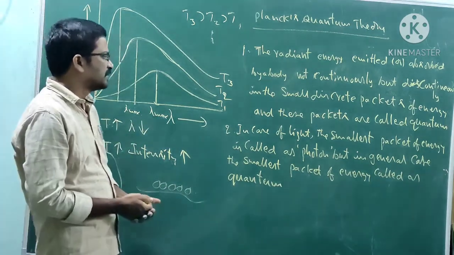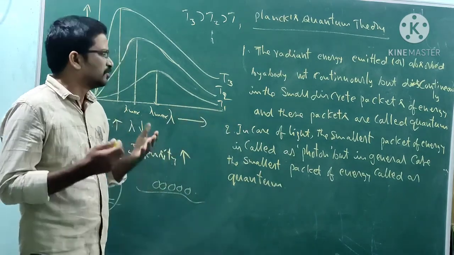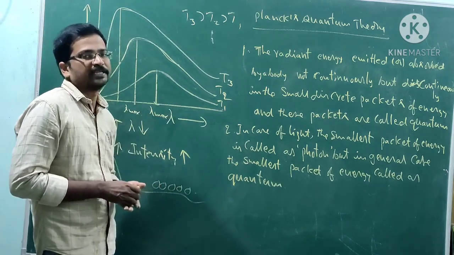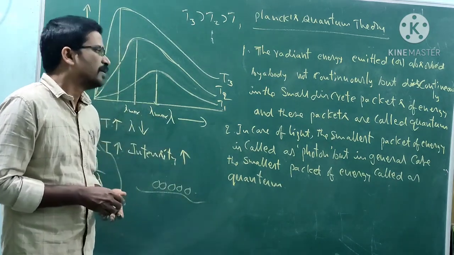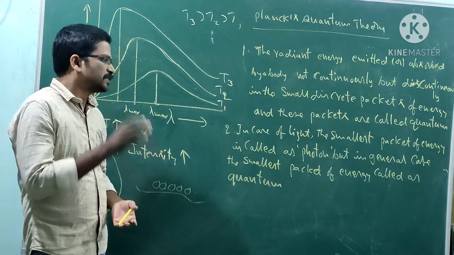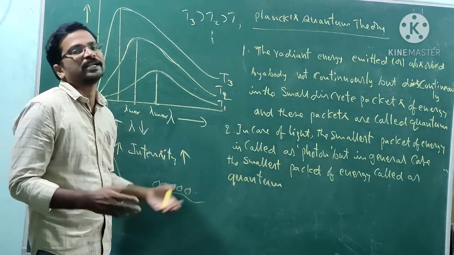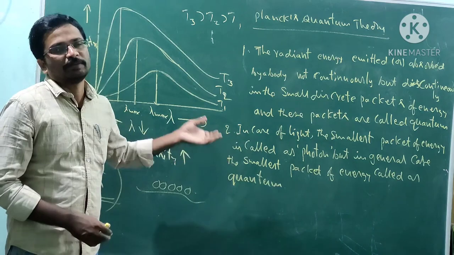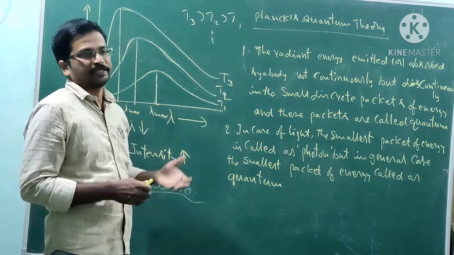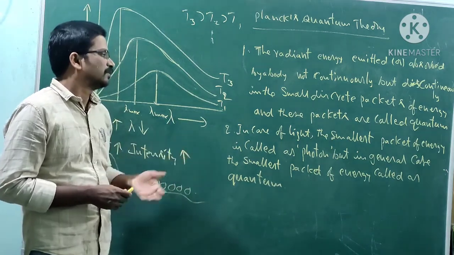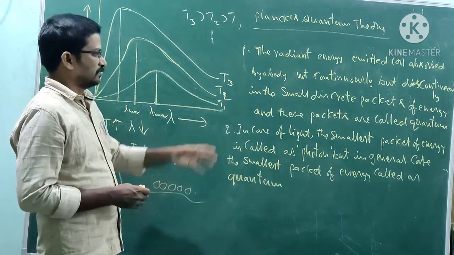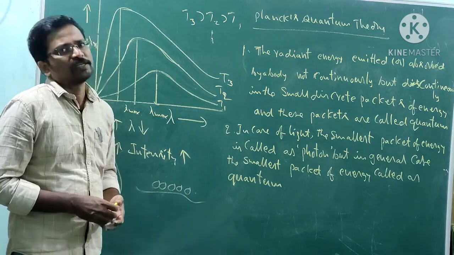In case of light energy, the smallest packet of energy is known as a photon. But in the general case, the smallest packet of energy is known as a quantum. In general it is called a quantum, but in case of light it is known as a photon, meaning a packet of energy. These two are very important points, and there are some more points.